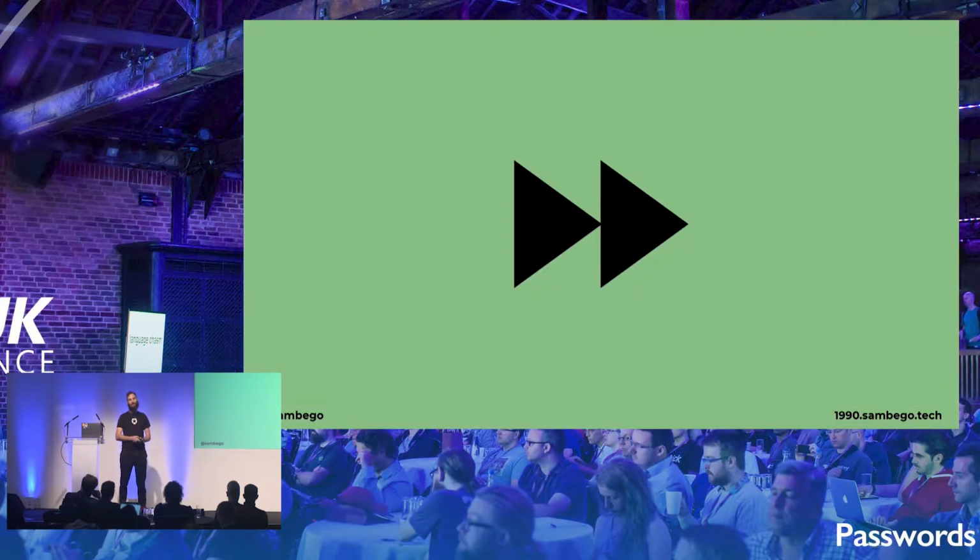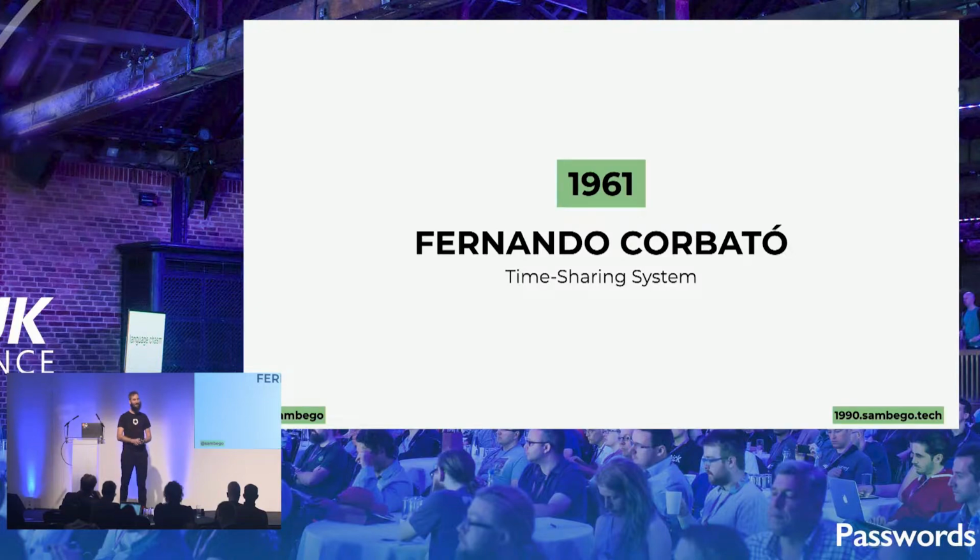Cool. Let's forward a little bit to more modern times, to 1961. And in 1961, an engineer called Fernando Corbato invented or co-invented the time-sharing system. Well, back in the day, not everybody had a phone in their pocket and a computer on their desk. They usually had one big mainframe in a university and a few terminals, which meant that not everybody could use the computers at the same time. So they invented a time-sharing system, and everybody could use their password to get their own piece of that time-sharing system at times.